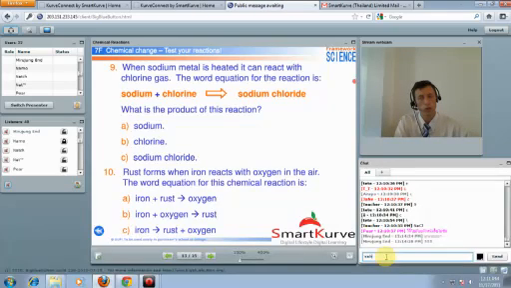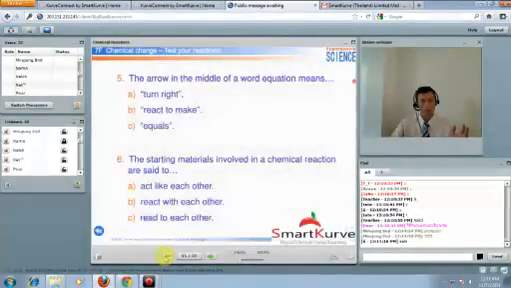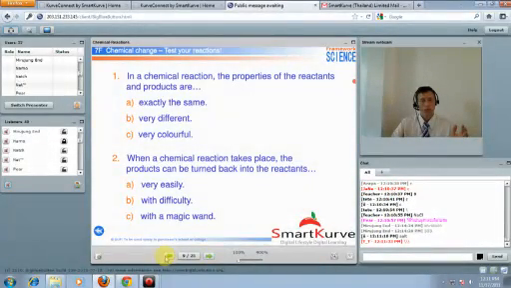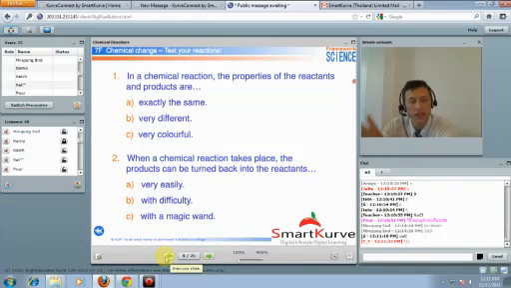We use it in food. Salt. Correct. Yes, salt. So you can see, and this is a good example. Remember, here, let's go back to number 1. The properties of the reactants and the products are very different.